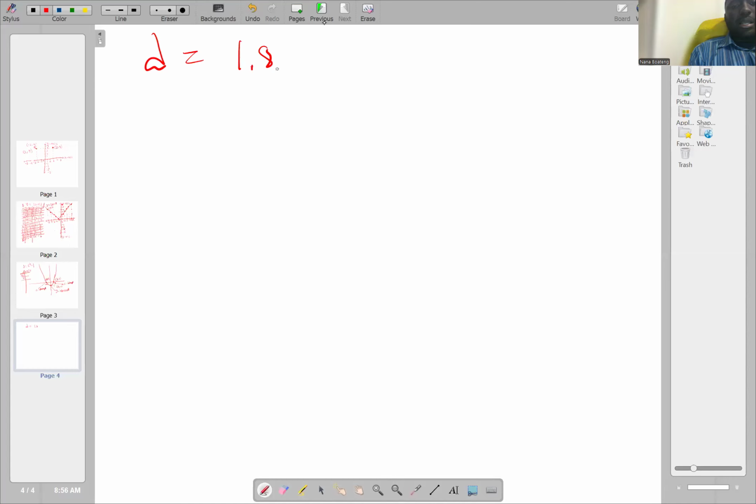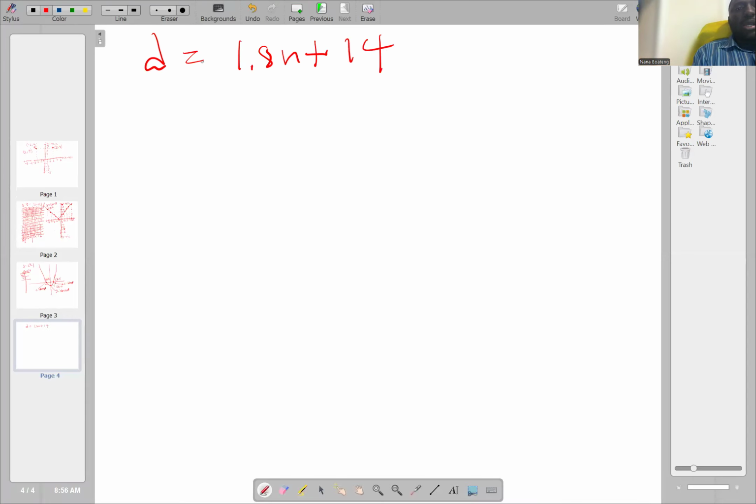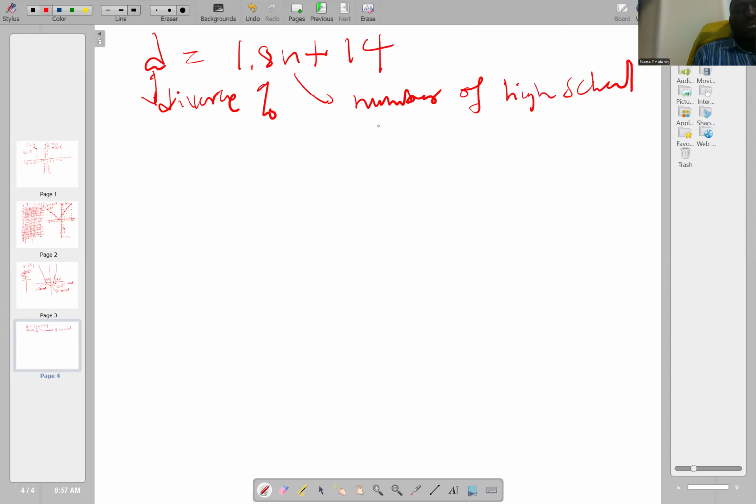So we are told that the percent of divorce rate is equal to 1.8n plus 14, where D is the divorce percent, and n is the number of years of high school education. All right, so we are given n is equal to 15.